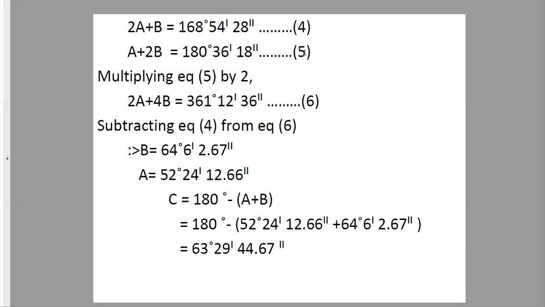Now we'll multiply equation 5 by 2. So this will become 2A plus 4B. So we'll calculate B, because of these two, 2A plus B and 2A plus 4B. If we subtract equation 4 from equation 6, we'll get B equal to 64 degrees 6 minutes and 2.67 seconds, and A is equal to 52 degrees 24 minutes and 12.66 seconds. Now we can calculate C, which is equal to 63 degrees 29 minutes and 44 seconds.